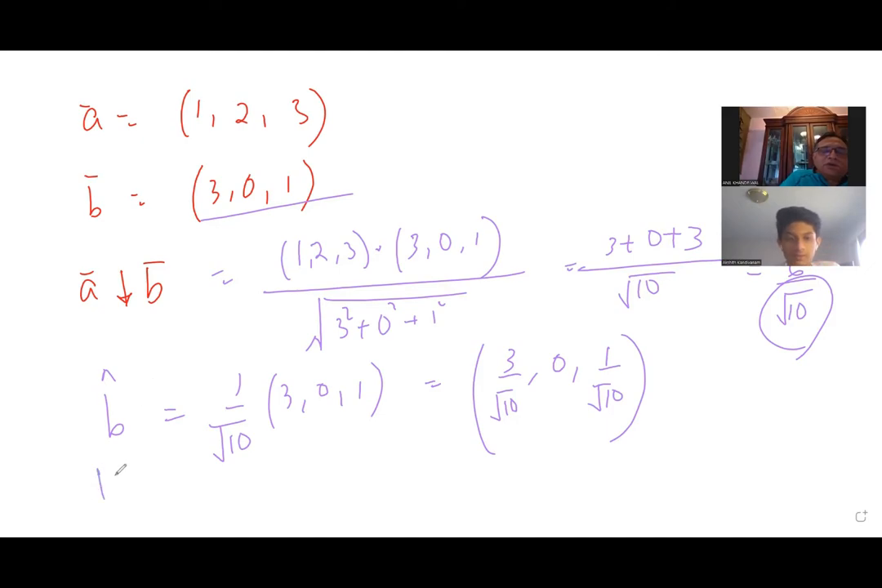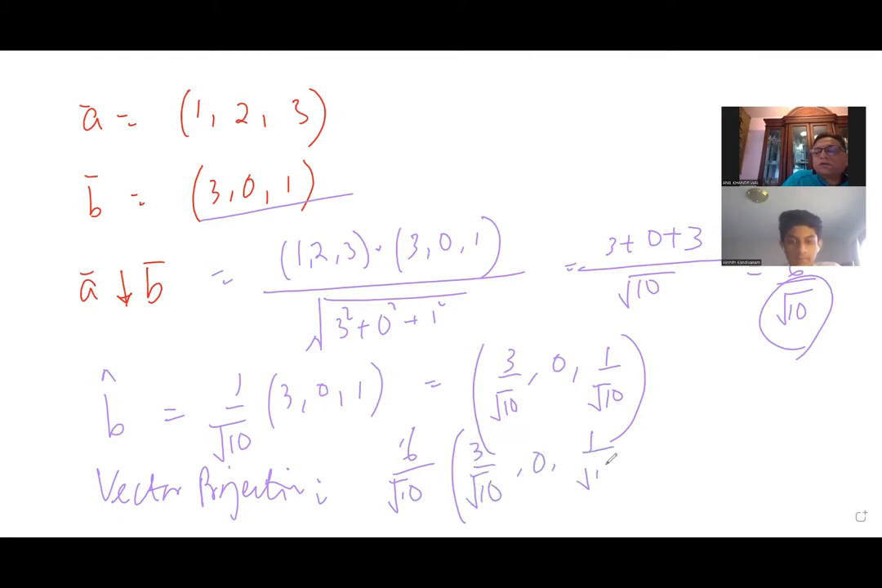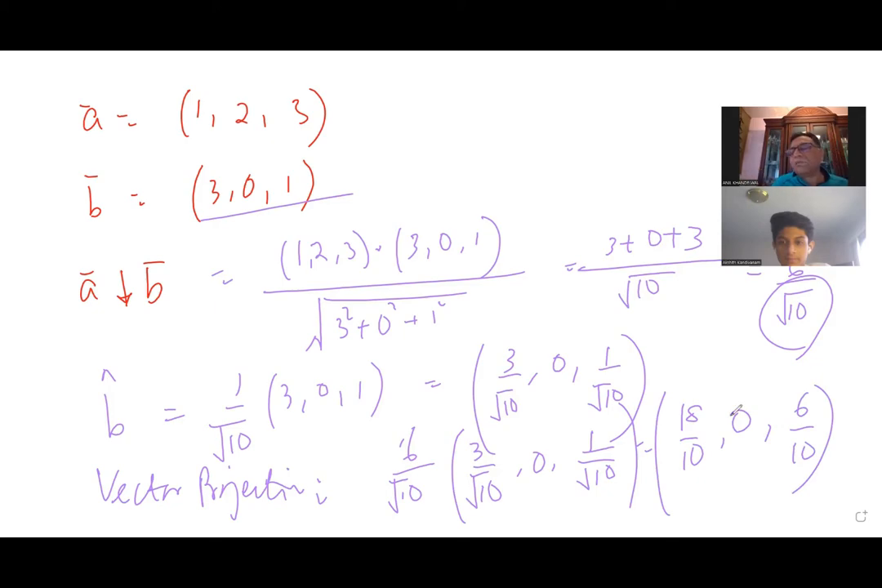So you write them together. It equals 6 over square root 10 times this vector, the scalar multiple, 3 over square root 10, 0, 1 over square root 10. Now you get 18 over 10, 0, 6 over 10. You can simplify, but that becomes your vector. This is the vector projection of A on B. It's a very good application of the dot product.